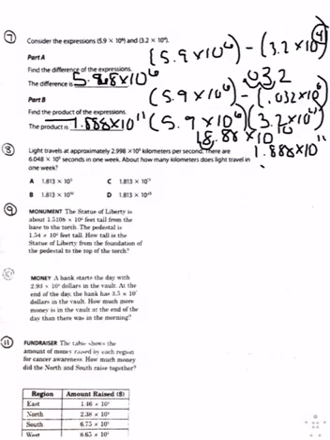Number 8. Light travels at approximately 2.998 times 10 to the 5th kilometers per second. There are 6.048 times 10 to the 5th seconds in 1 week. About how many kilometers does light travel in 1 week? So I'm going from 1 second to 1 week. So I'm going to multiply my numbers.